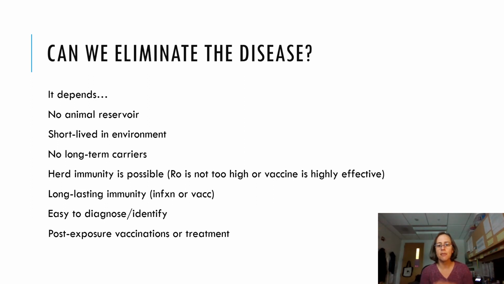Is it short-lived in the environment? So remember we talked about things that can be transmitted by fomites. They can live on inanimate objects and surfaces, right? If it can live on a surface for a really long period of time, like anthrax can do this, it's really hard to eliminate it.